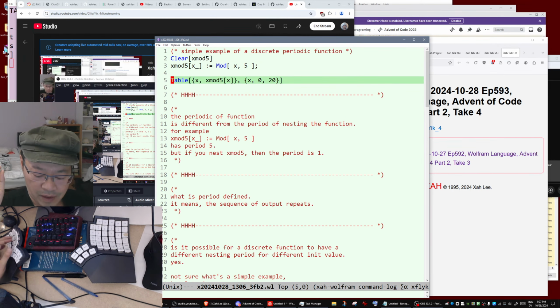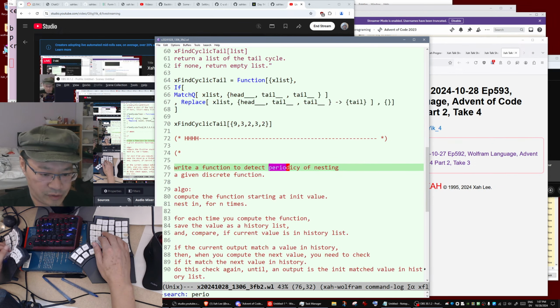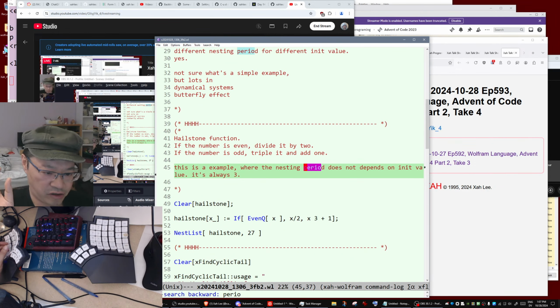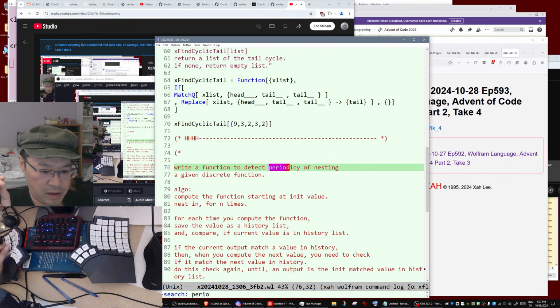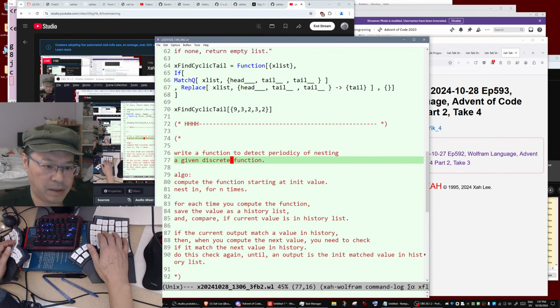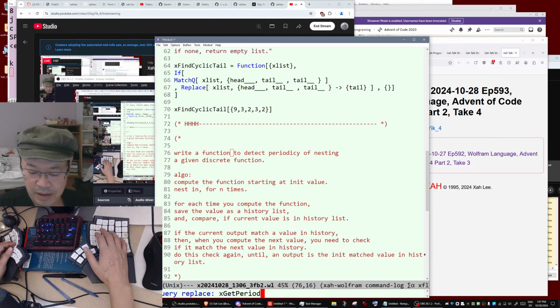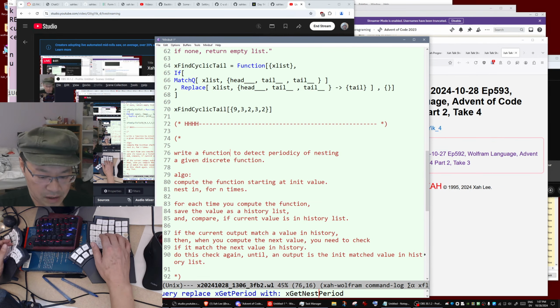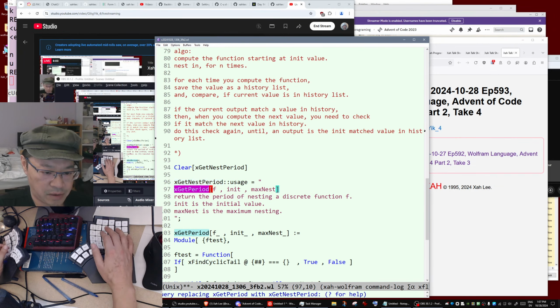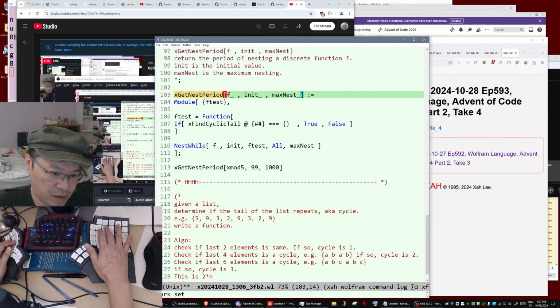So ultimately what we want is to define a function here. Get period, okay? Actually, it should be named get nesting period. So let's rename it. Replace get period by get nest period. Okay, replace. So this is the function we want to write.